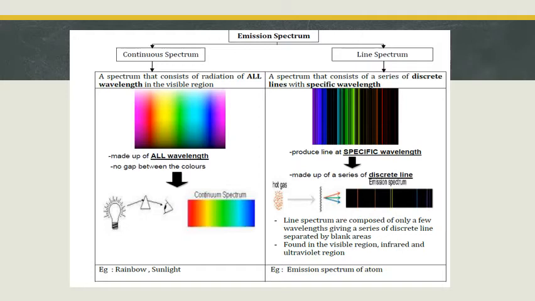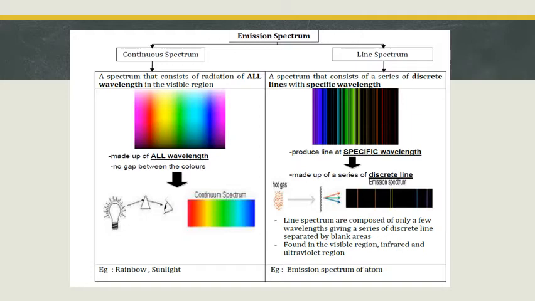What is continuous spectrum? A spectrum that consists of radiation of all wavelength in the visible region. Contohnya rainbow. Rainbow kita boleh nampak 7 colours tu. Tapi can you see the gap between them? Maksudnya warna purple dengan warna orange. You boleh nampak tak that line yang memisahkan warna purple dengan warna orange tu? Tak boleh nampak kan? You hanya boleh nampak like combination of colours. Kita cakap tak nampak dia punya gapping tu between the colours. Selalunya continuous spectrum made up of all wavelength, memang tak ada gap between the colours. Example nya rainbow ataupun sunlight lah.